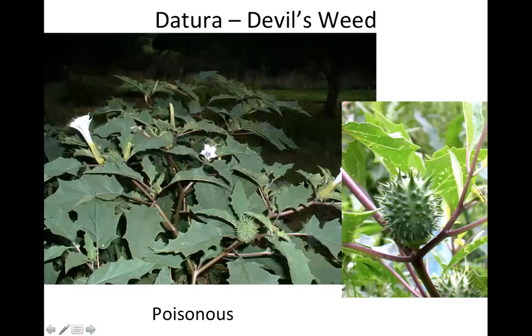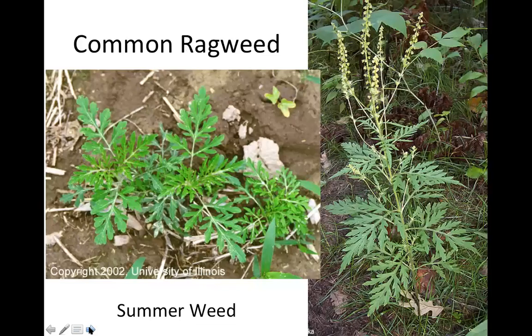Devil's weed, datura. It kind of looks like eggplant when it first comes out, but it's really poisonous. It has these crazy spiky balls. As soon as you identify one of these, pull it out because it'll get pretty big. Ragweed, it's another summer weed that's easy to identify, easy to pull.